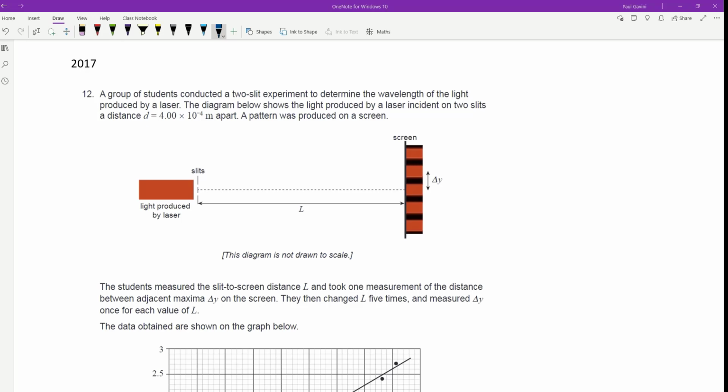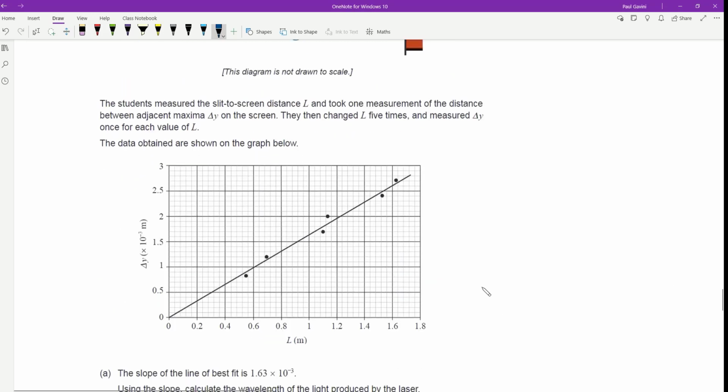Alright, let's have a look at this 2017 one. So we've got delta y values here. We're actually told that d is 4 times 10 to the power minus 4 meters apart. We've got L and we've got delta y, and I can see the hint of a graph, so that means there's going to be a slope or a gradient. So a bit of rearranging, just like with the previous question.